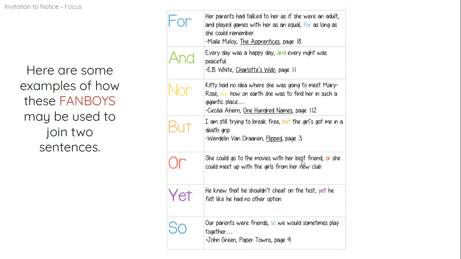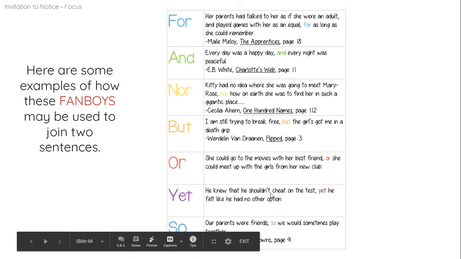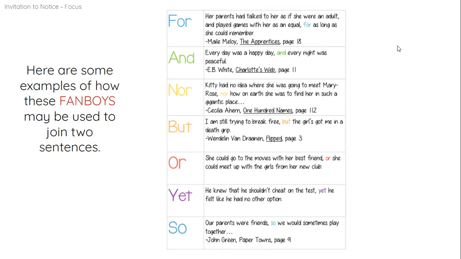She could go to the movies with her best friend, or she could meet up with the girls from her new club. He knew that he shouldn't cheat on the test, yet he felt like he had no other option. Our parents were friends, so we would sometimes play together. So this is just examples of how you can use each of these fanboys to glue two sentences together, or two ideas. It turns those short, choppy sentences into longer sentences when you're writing.